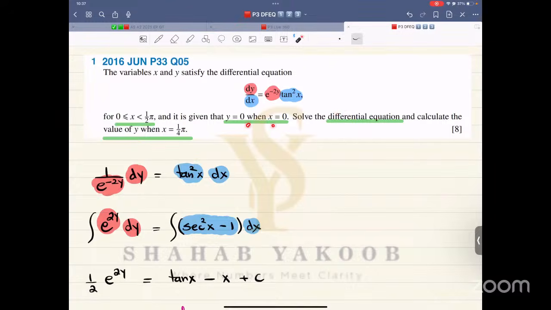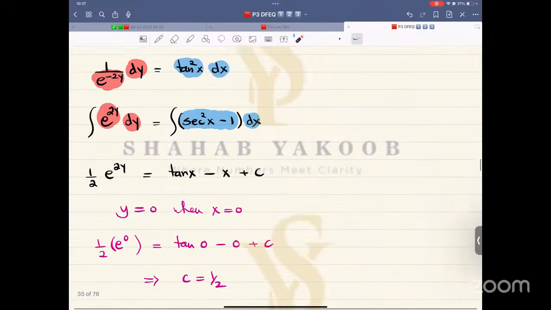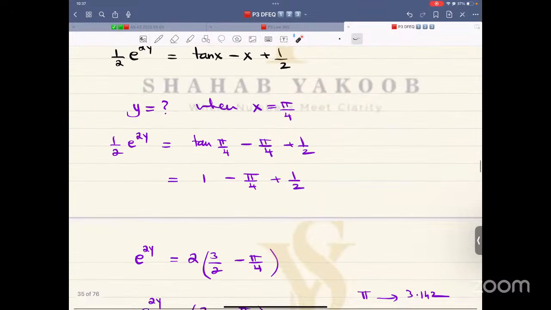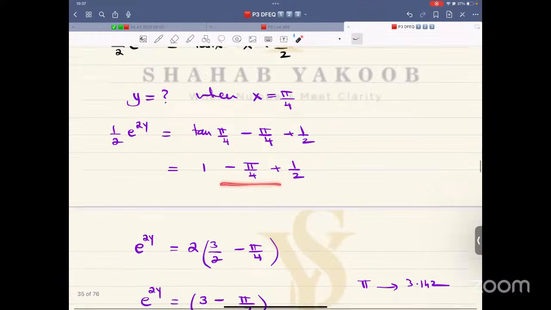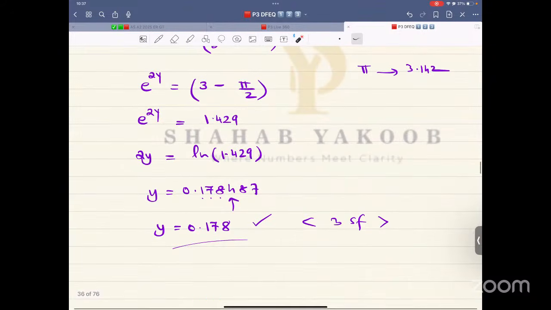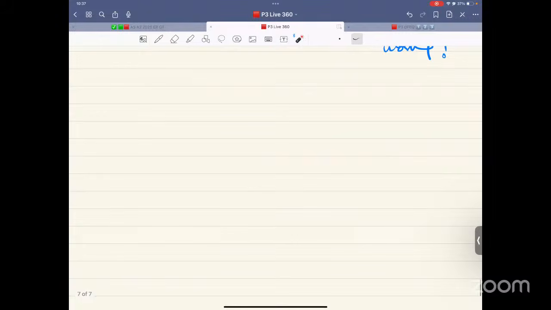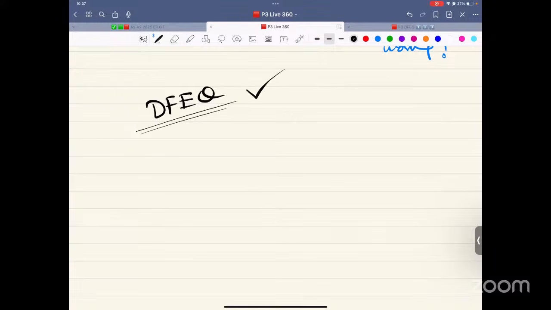That means after plugging in the value, get the particular solution, then calculate the value of y when x is pi by 4. So when x is pi by 4, y is this. Just simplify, of course, use a calculator and then get the answer. So I think that is about it from my side. So differential equation is also done and dusted.